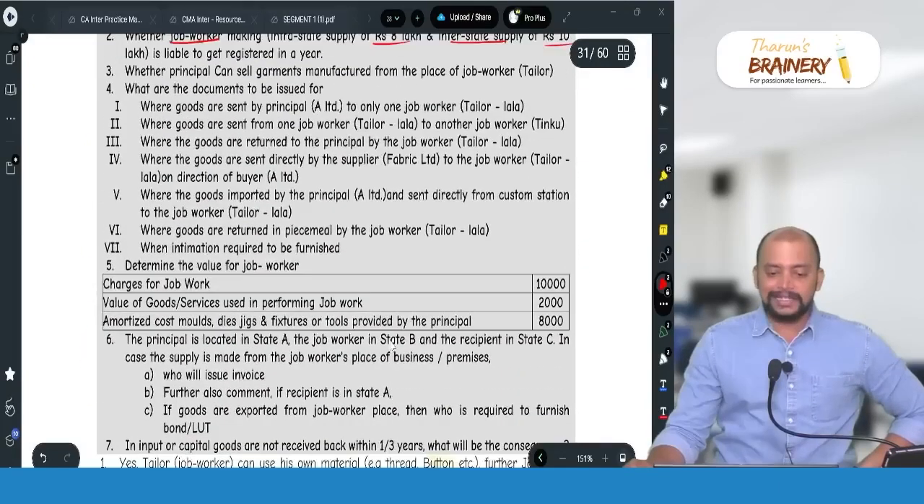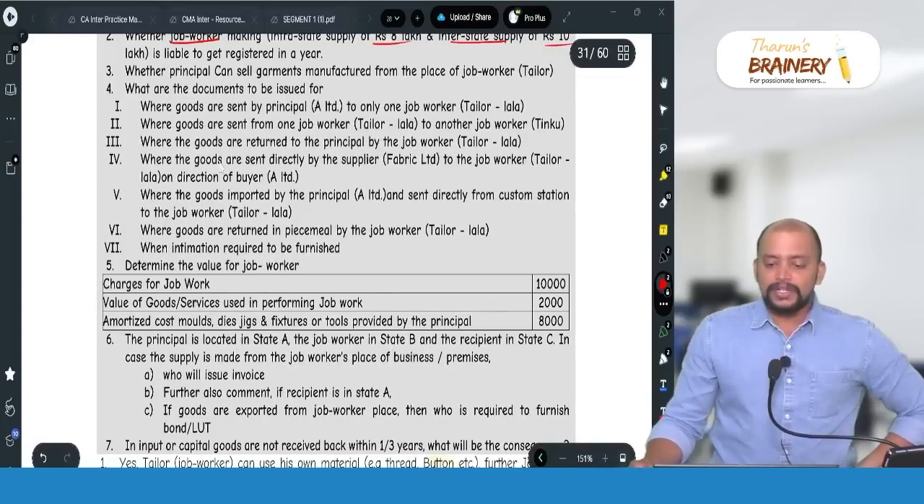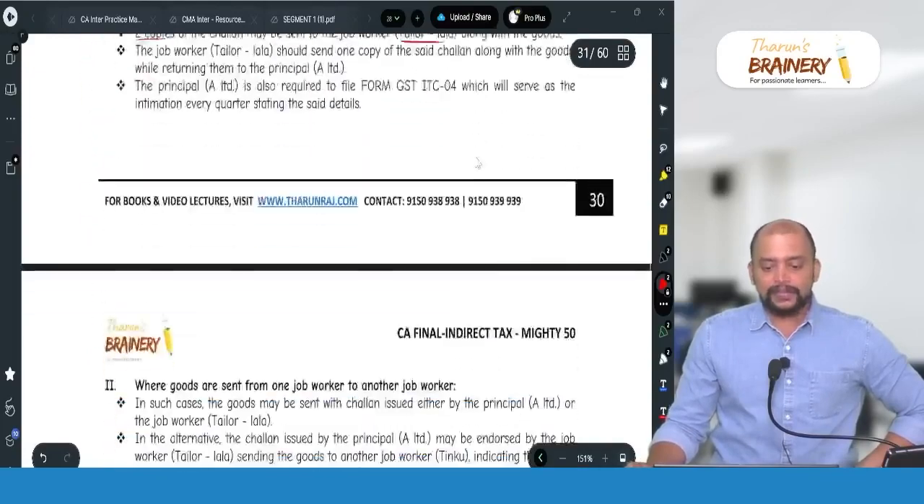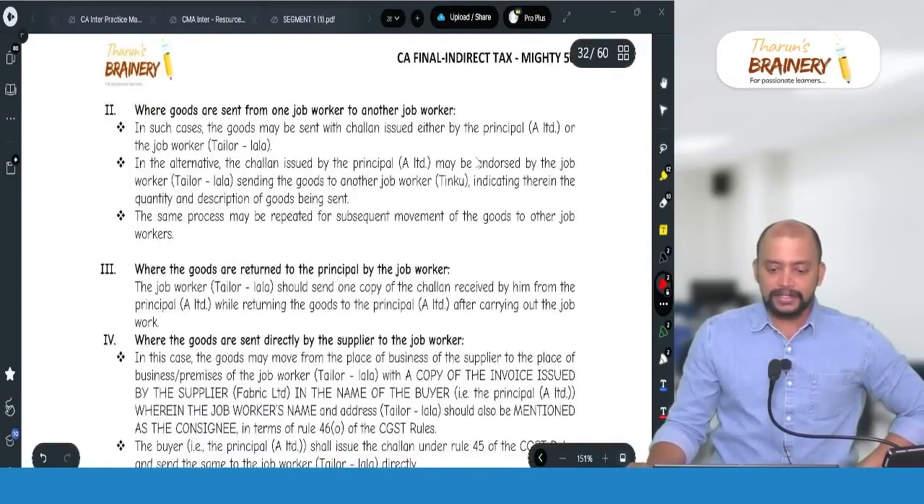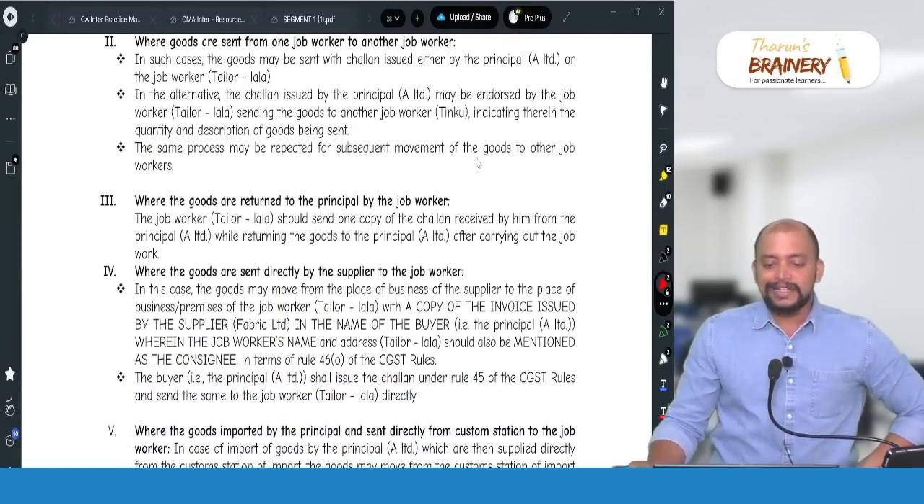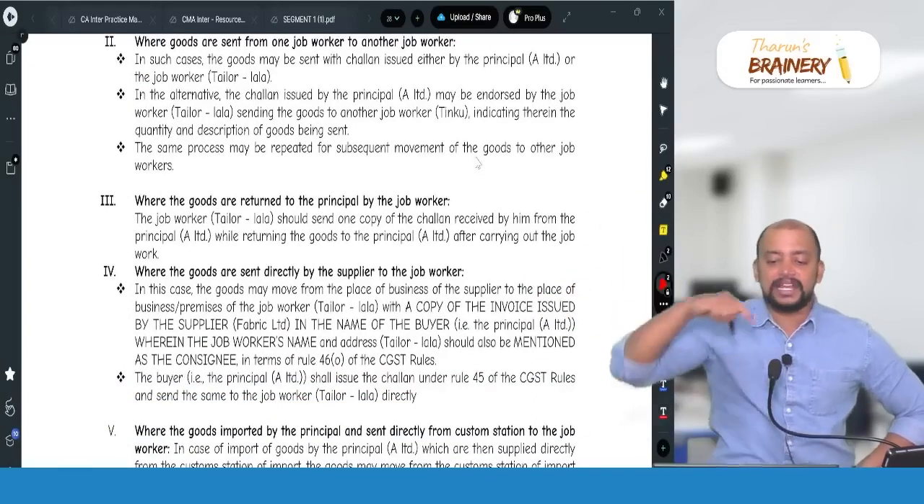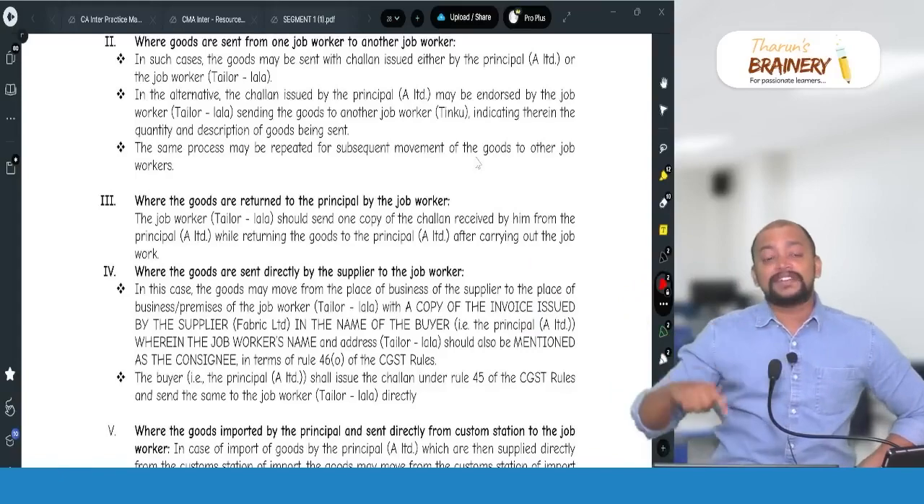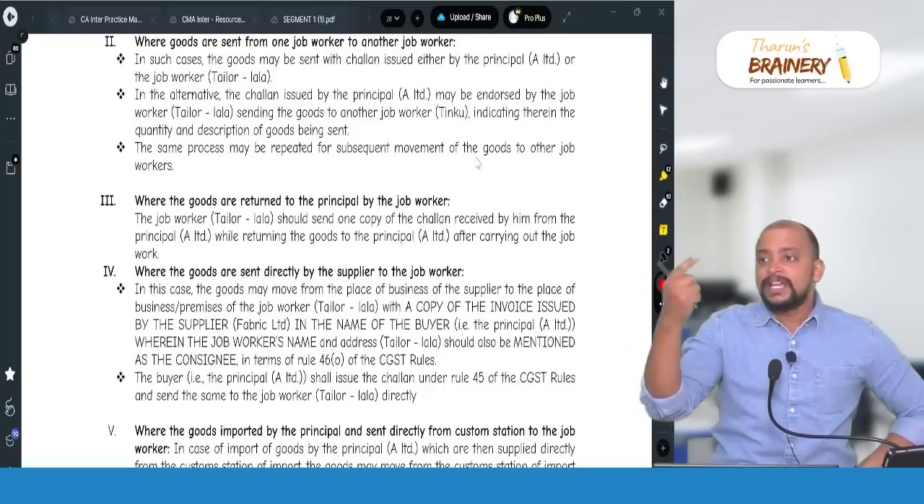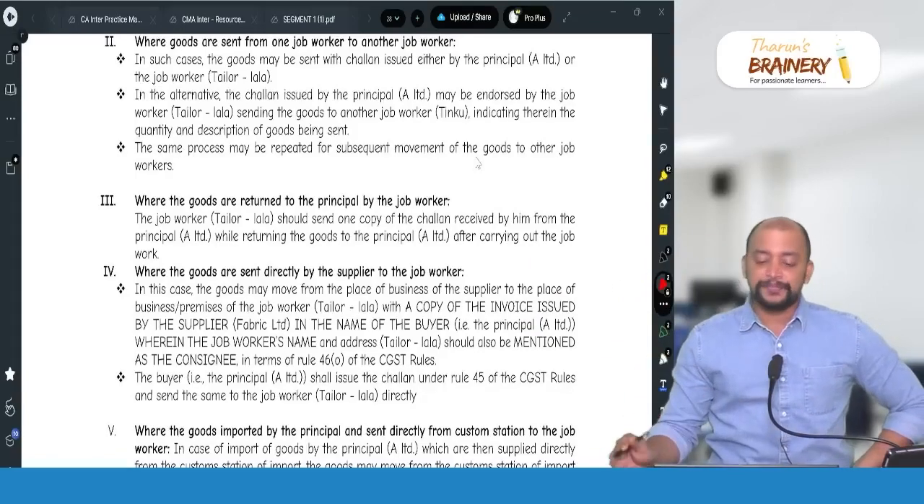Then next case, where the goods are returned to the principal by the job worker. So what will be the treatment related to that? In that case, the person who is returning can endorse a copy of the delivery challan that was given to him, and send it along with the goods.